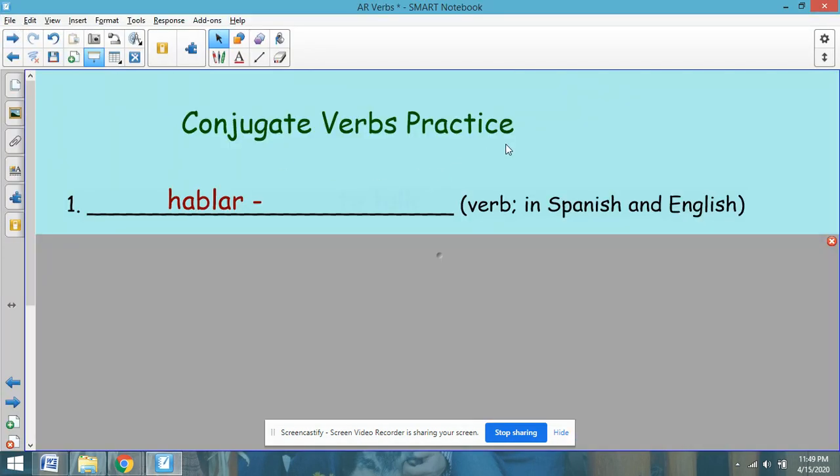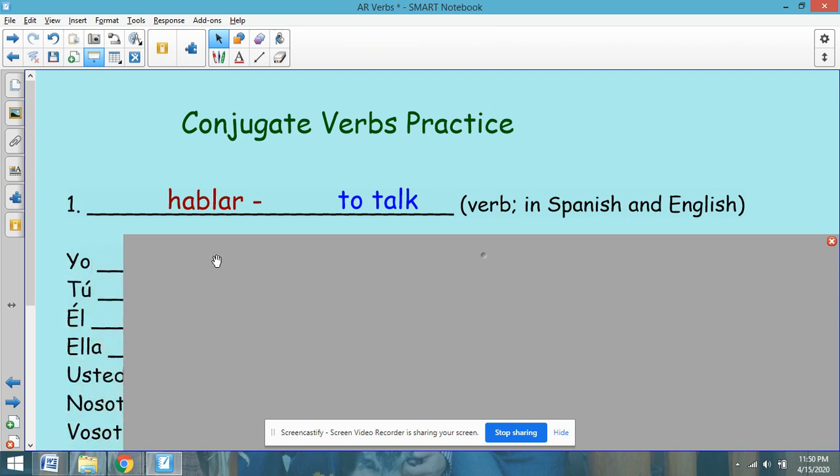So we're going to practice conjugating the verb hablar. So first thing I do when I have my verb is I write the verb in the infinitive, hablar. What does hablar mean? Very good. Hablar means to talk. So I wrote my infinitive down. Now I'm going to put a subject in with it. Here's my subjects.